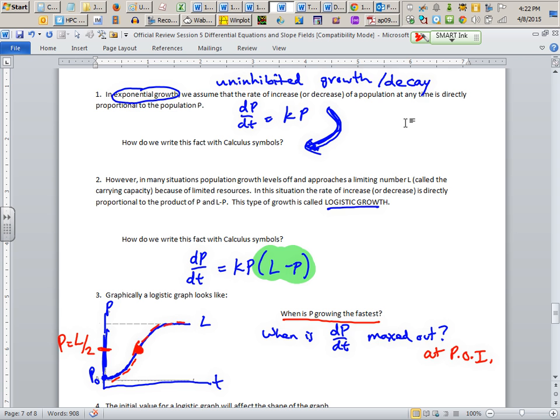You see? It's almost like the system realized, hey, we've reached half capacity, we better start slowing down here. We're going to run out of resources. The bears can't have too many more babies. We can't increase at an increasing rate forever. At some point, it's got to peter off. So this happens at half capacity.